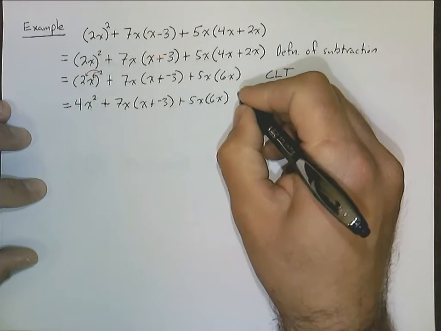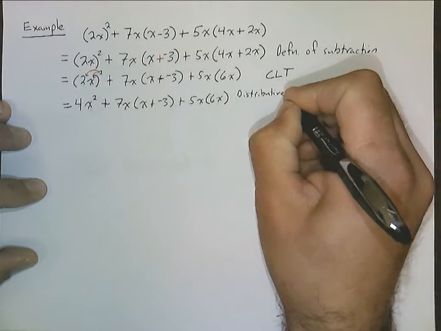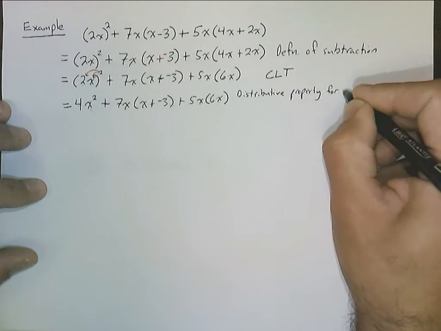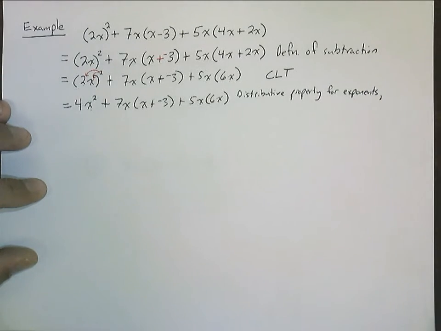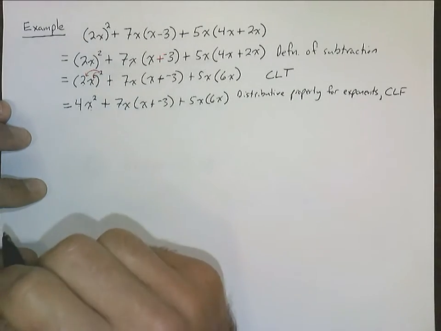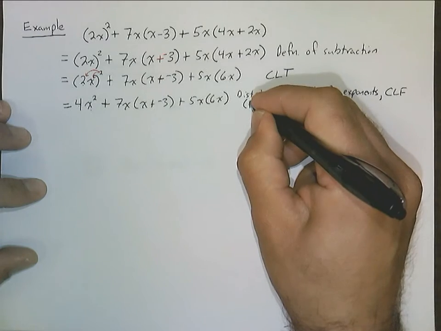And I call that the distributive property for exponents. And then we also did a little bit of combining like factors in there too, with the 2 times 2 as being 4. Often you hear this called the product to a power rule.